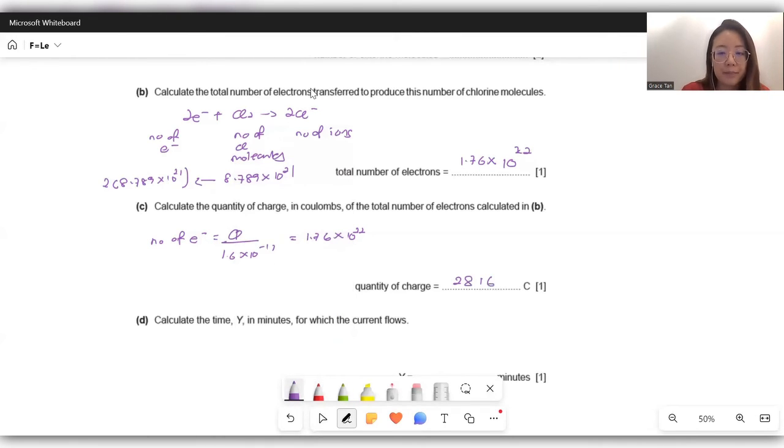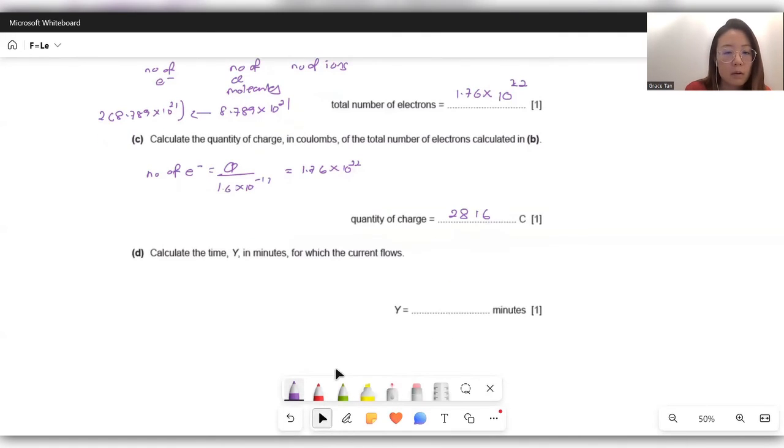Okay, lastly, this will be quite easy really at the bottom. Calculate the time in minutes. So you have Q equals IT. Your I is 3.1 if you refer to the top part of the question. So hence your time is 2816 divided by 3.1. Time would be 908 seconds. If you want minutes, you need to divide by 60.